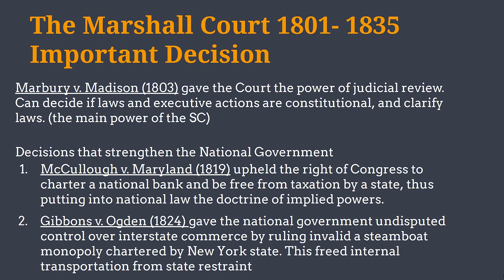Two of the decisions that helped to strengthen the national government are McCulloch v. Maryland in 1819, which upheld the right of Congress to charter a national bank and be free from taxation by a state, thus putting into national law the doctrine of implied powers, and Gibbons v. Ogden in 1824, which gave the national government undisputed control over interstate commerce by ruling invalid a steamboat monopoly chartered by New York State. This freed internal transportation from state restraint. So interstate transportation and commerce were under the jurisdiction of the national government, not states.